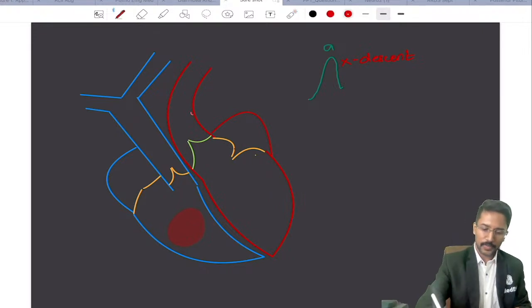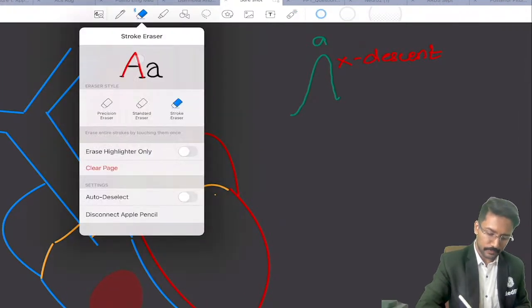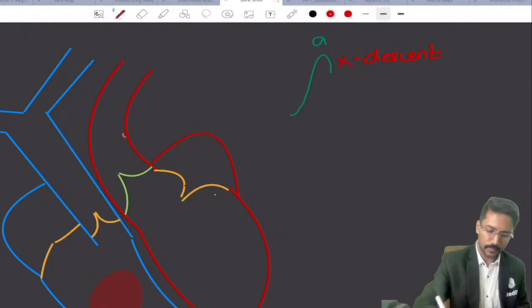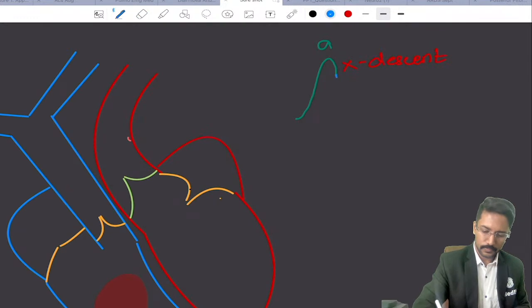What do we call that? In between this X descent, somewhere you get a small positive upstroke. So your X descent can be divided into X and X dash descent. This bulging of the tricuspid valve has led to the C wave.